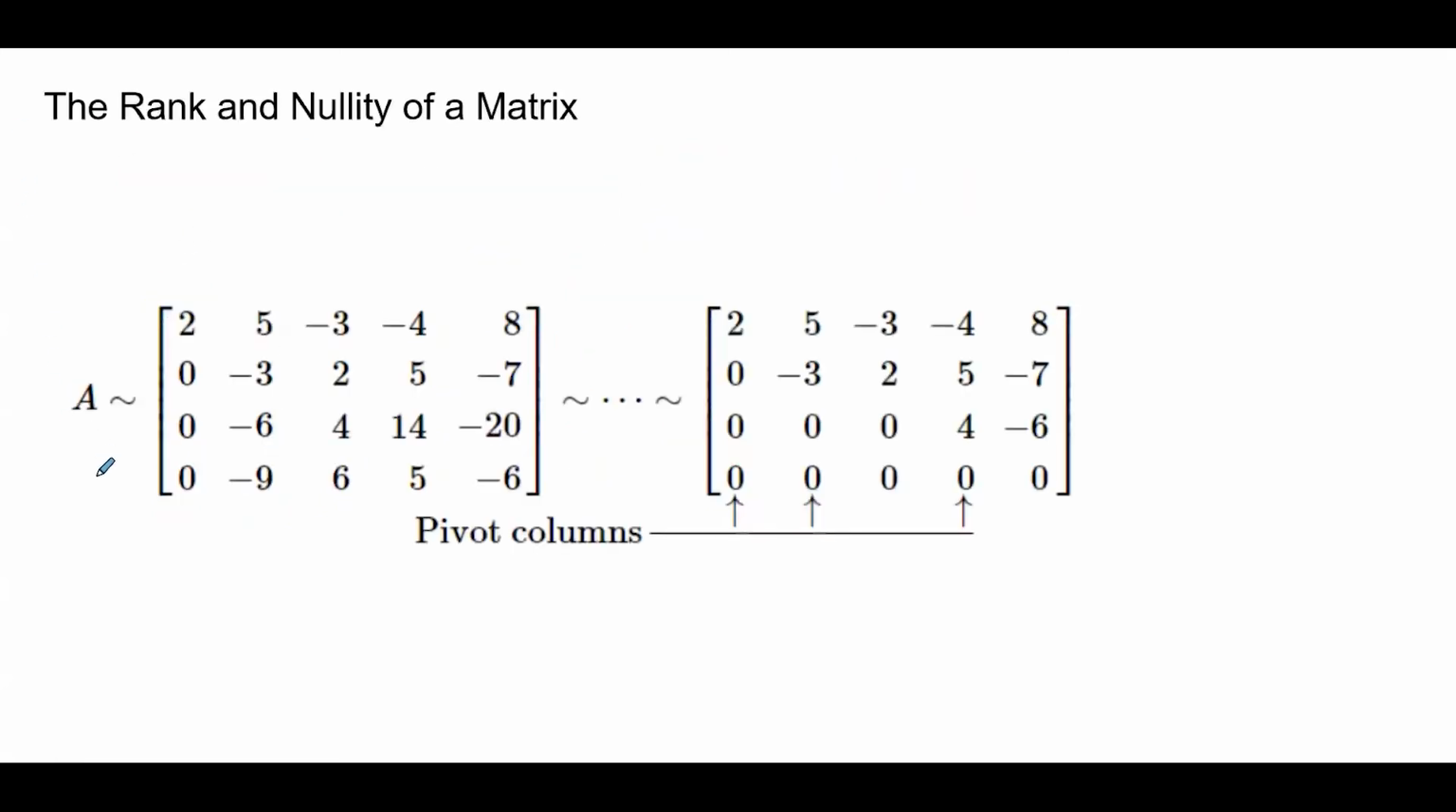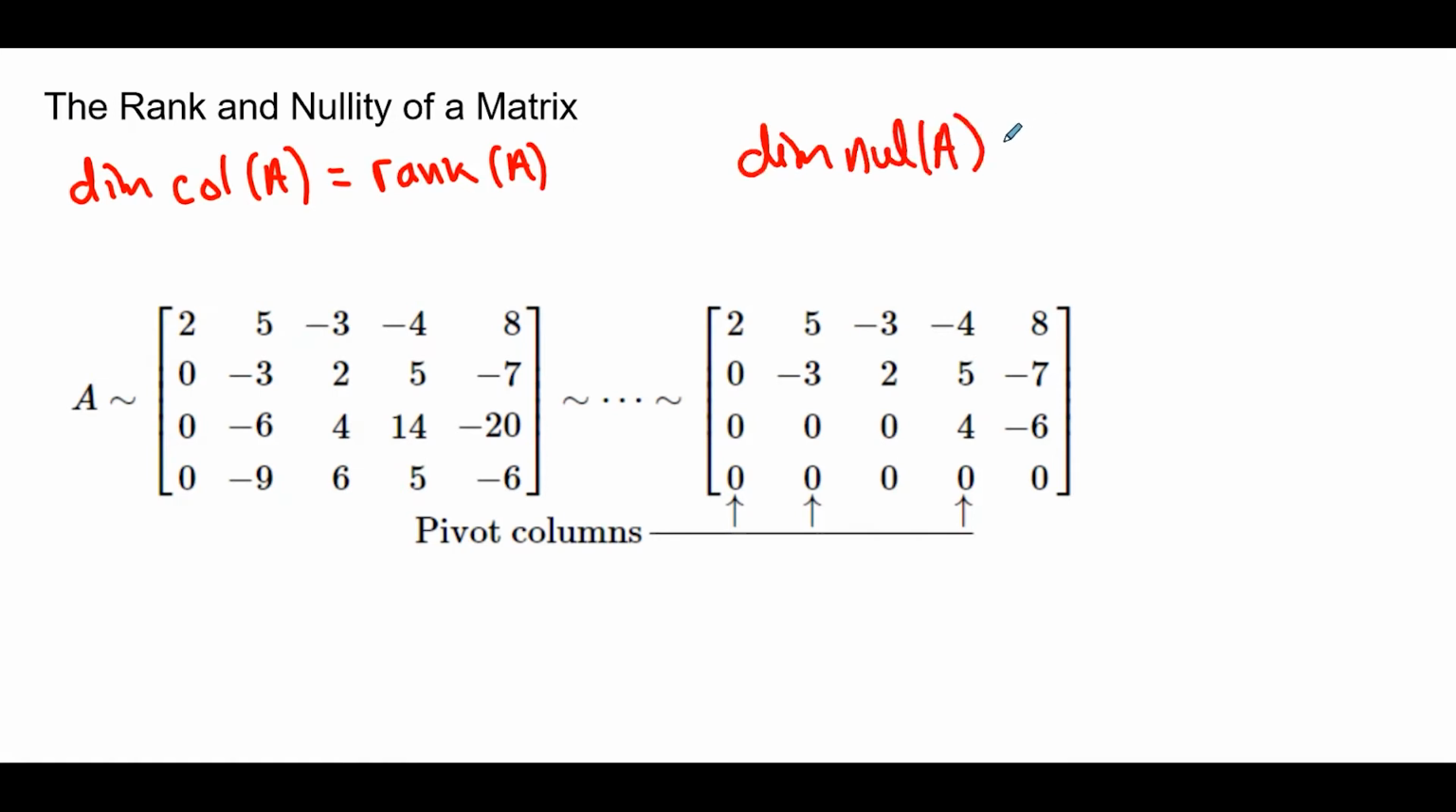Now, we have special names for the dimension of the column space and the dimension of the null space. The dimension of the column space of a matrix A is called the rank of A. And the dimension of the null space of a matrix A is called the nullity.